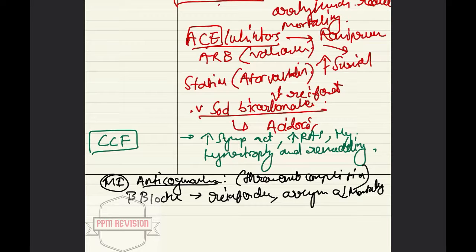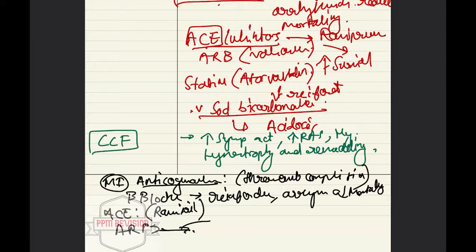Next, moving on to the ACE inhibitors, an example can be ramipril. Along with ARBs, it can also be given, and what it does is it improves the survival. ARBs and thrombolytic events and reinfarction are prevented in these.